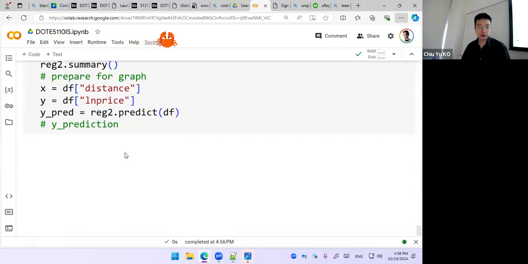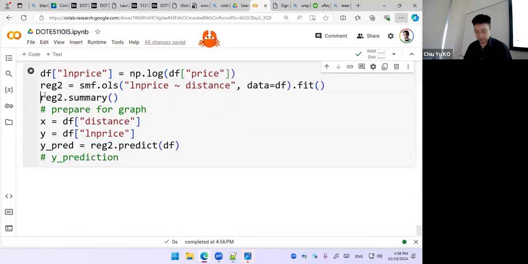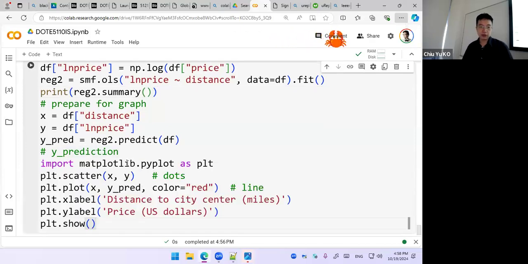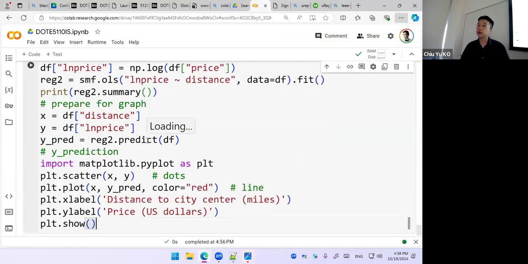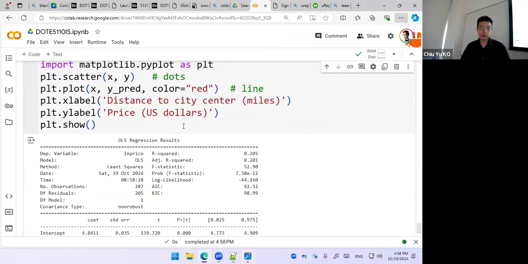We can plot it as well. We can do the same. We can separate it. I can print the summary, okay? And then at the end, I also do the plotting together. So everything is done in a single code, okay? Is that okay? Then I just run it.